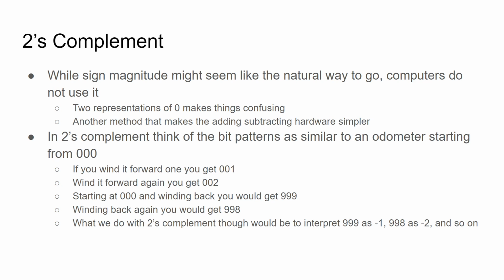But since our odometer can only represent positive numbers, when we wind it backwards from 0, we actually get 999. If we wind backwards from there, we get 998. But we're going to interpret that pattern, 999 in our system, to mean -1, and 998 to mean -2. And you just keep winding backwards.